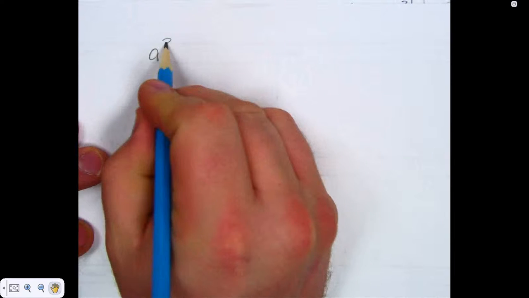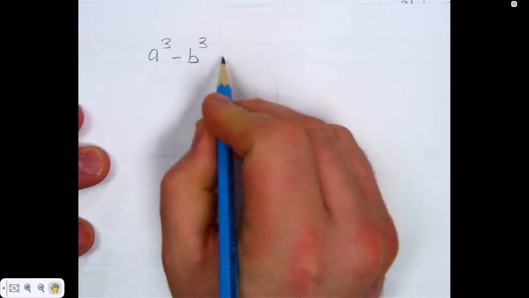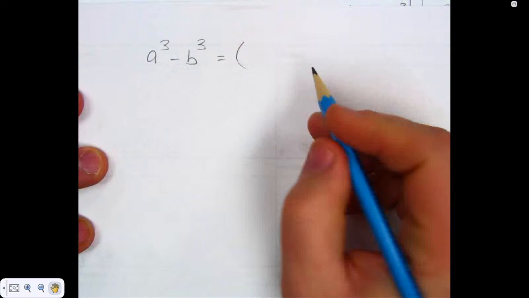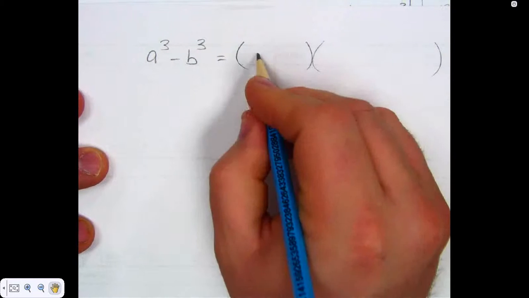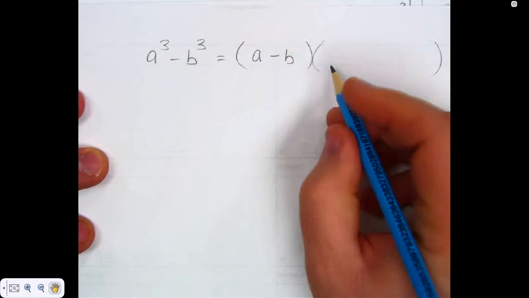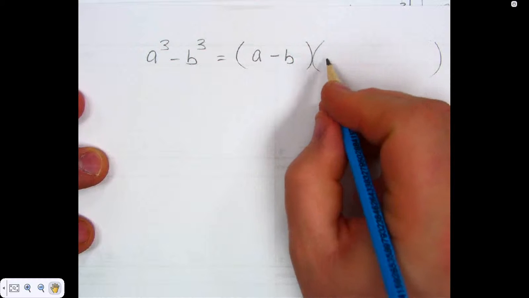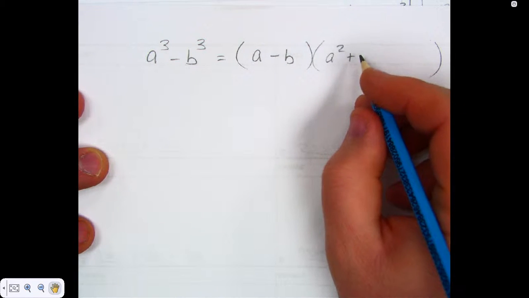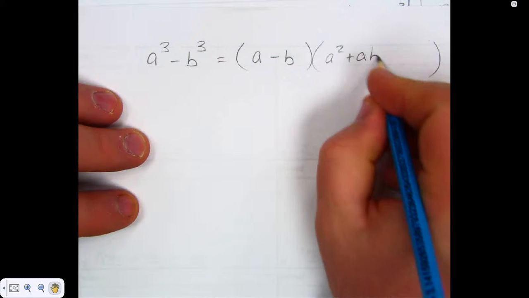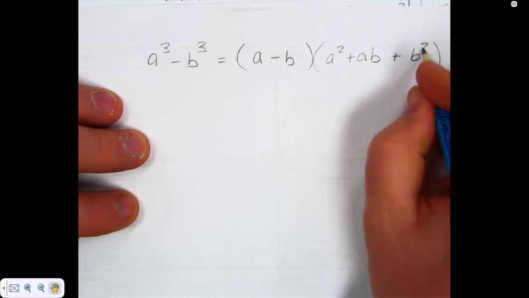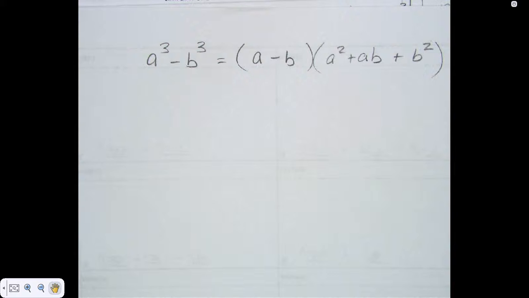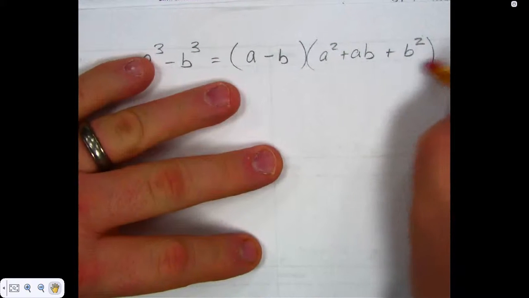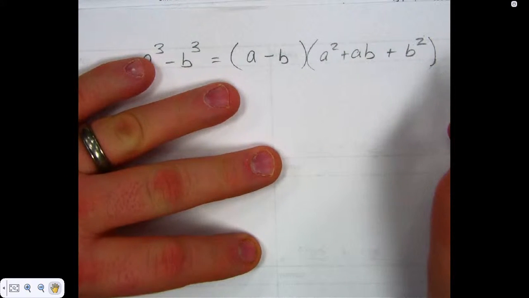What's the only other one left? What was the other thing left? A to the third minus what? B to the third. What is our rule for that? Well, you get A minus B, A squared plus AB plus what? Is it plus B squared?